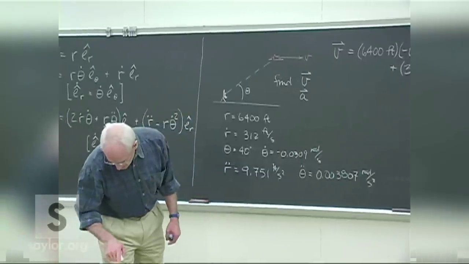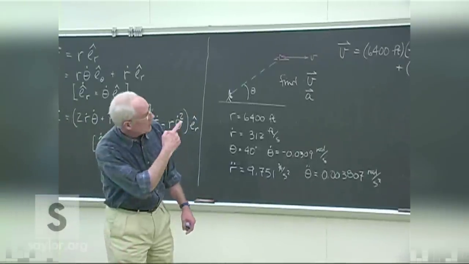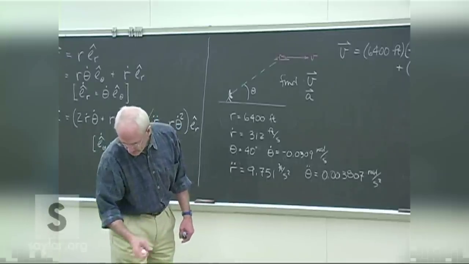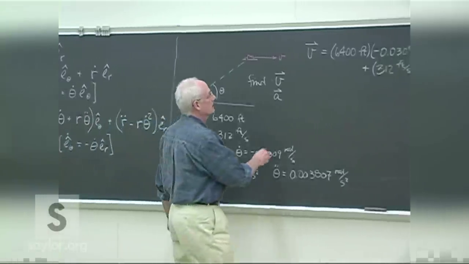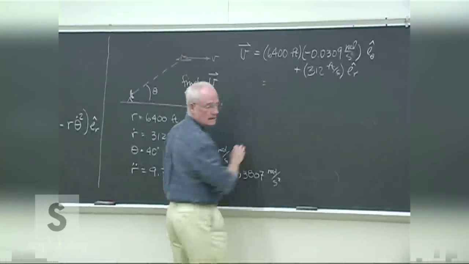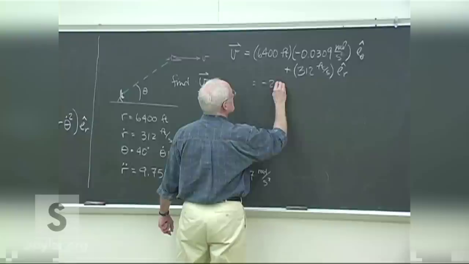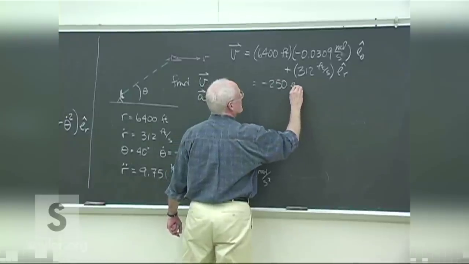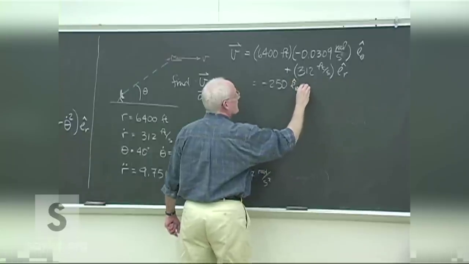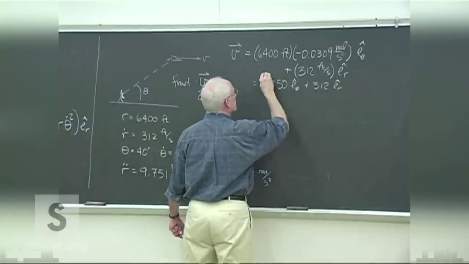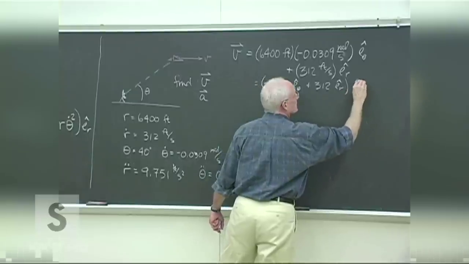And so you work out those numbers. We know what the vector looks like because I said it was in level flight. But just to get the numbers, I believe minus 250 in the theta direction, plus 312 in the radial direction, and that's feet per second.